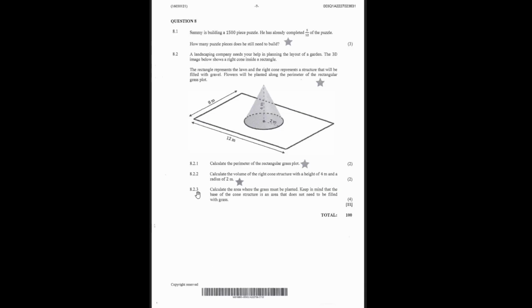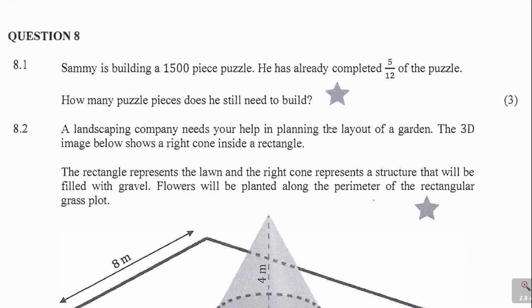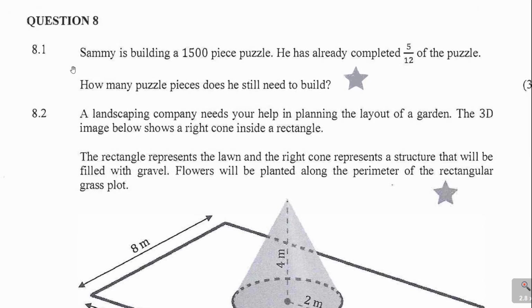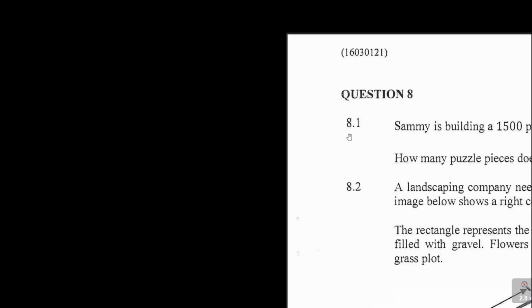Alright. Now last but not least, we are wrapping this up. Trust me, it wasn't a difficult paper, but you could have done something to get good marks on this one. First one says Semi is building a 1,500 piece puzzle. He has already completed 5/12 of the puzzle. How many pieces of the puzzle does he still need to complete? 3 marks.